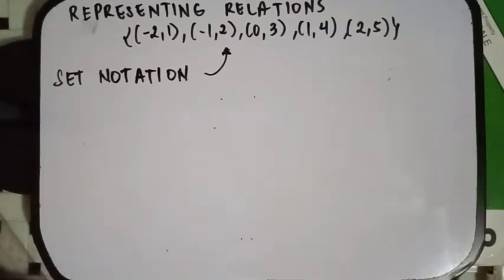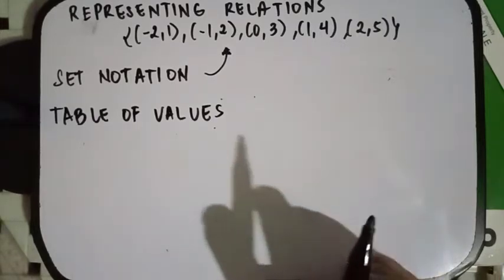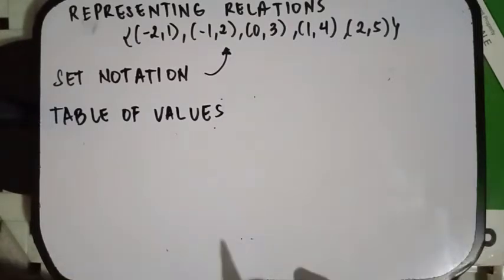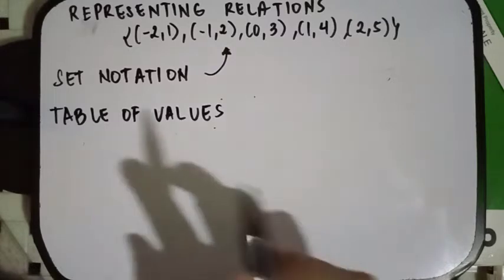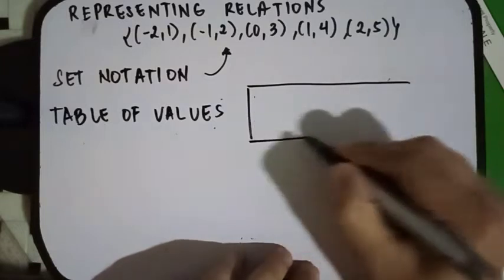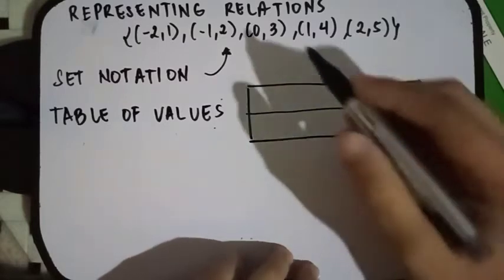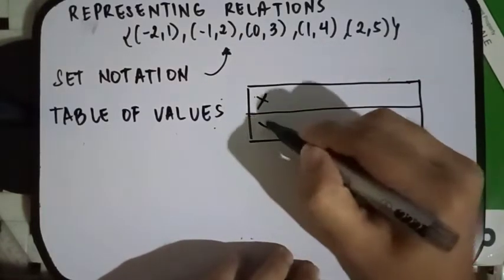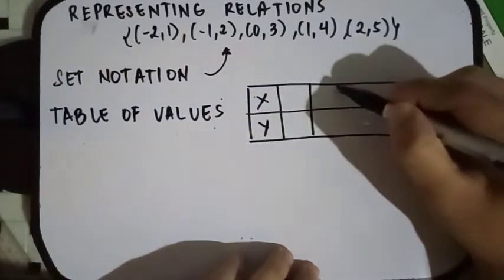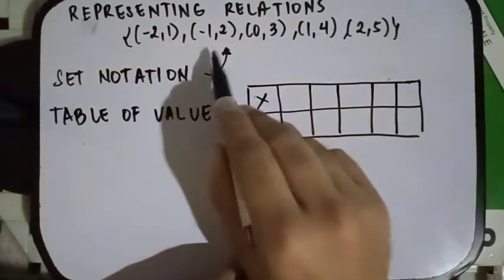relation is yung tinatawag na table of values, kung saan makikita natin sa isang table yung values ng x at saka ng y. Para makita natin yung relation in table of values, so gagawa muna tayo ng table like this. Ayan. Tapos hatiin natin sa dalawang rows. Isa yung sa values ng x at isa naman sa values of y. Ayan. Tapos we divide into 5 parts corresponding 5 ordered pairs.